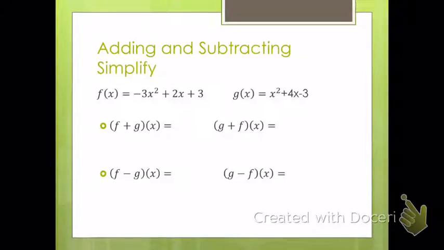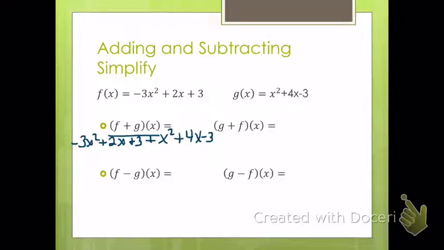If f of x was equal to negative 3x squared plus 2x plus 3, and g of x is x squared plus 4x minus 3, f plus g of x, this guy right here, means that we're going to take all of f plus all of g. So it would be written as, so that's all of f plus all of g. And then essentially it turns into our last little bit on the last video.